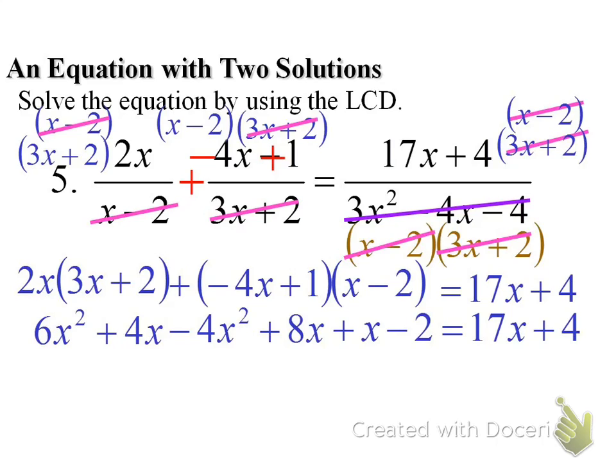Now I see x squared, so I know that I should be getting everything to one side of the equal sign, setting it equal to 0, and then factoring. So get your x squareds together. That gives you 2x squared. Get your x's together. You have 4 and 8, and then you have a minus 17, because you'll need to get that to the left side. That's going to give you negative 4x.